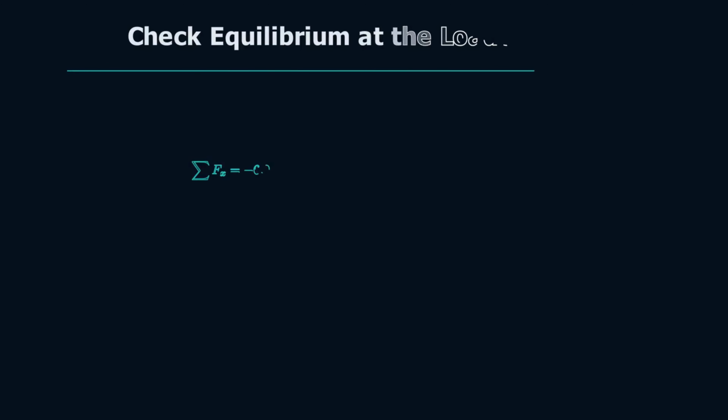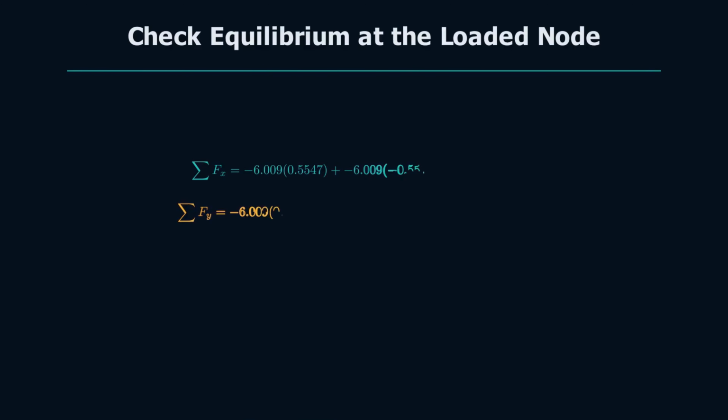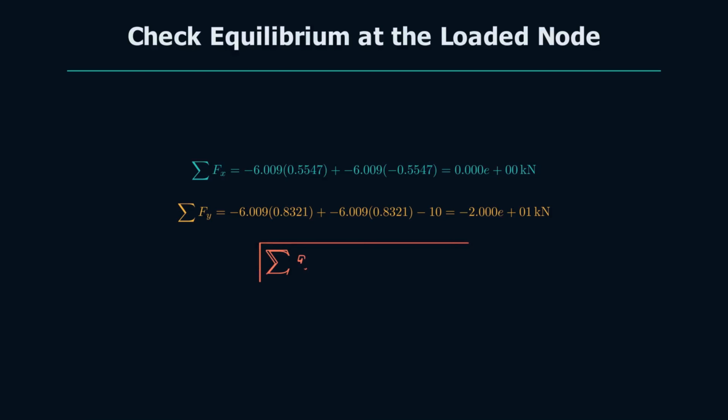We can also check the loaded node 3. The two inclined member forces must balance the 10 kilonewton downward load. The horizontal components cancel and the vertical components balance the applied load. Both equilibrium equations are satisfied.